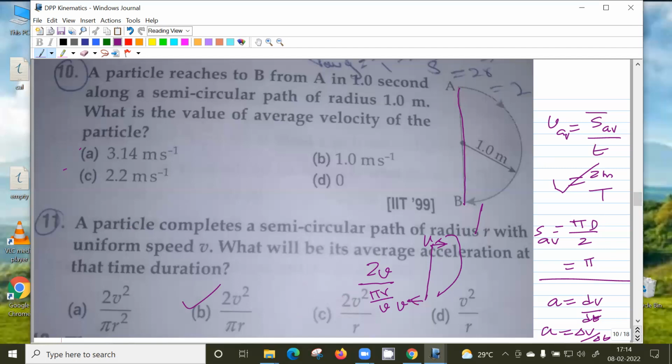Yes, sir. Okay, so you always have to start from the basics. Instantaneous acceleration is dv by dt. So the only difference with the average is that instead of dv, you have to take delta v. Delta means you don't have to bother what's happening in between, just the final minus initial.